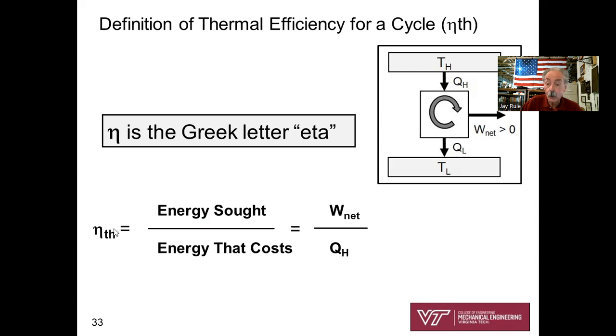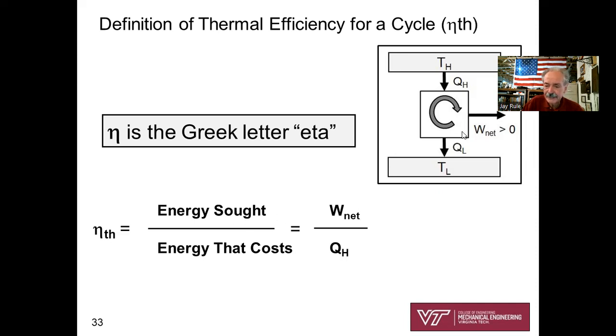Thermal efficiency. Now, how do we remember this? What's the definition of thermal efficiency without going to a formula sheet? Here's the way I remember it, the way I was taught it. The thermal efficiency for a system operating in a cycle is defined by the energy sought divided by the energy that costs. Can you remember words? It's easier to remember words than it is to remember formulas.